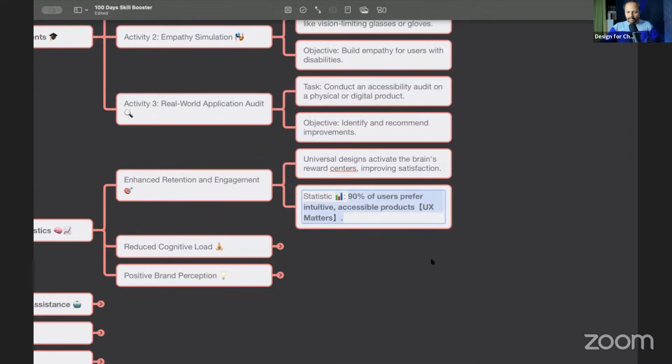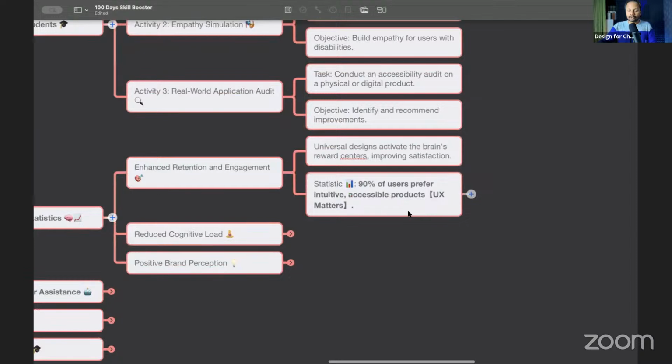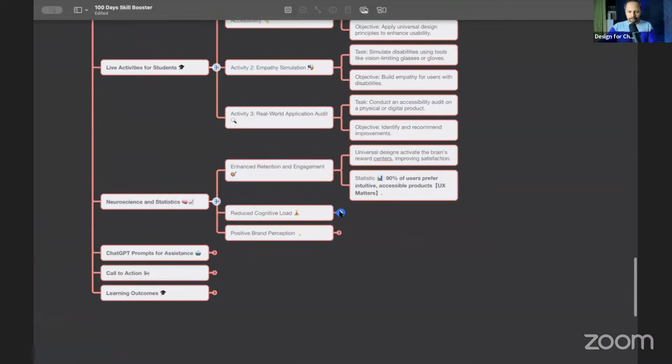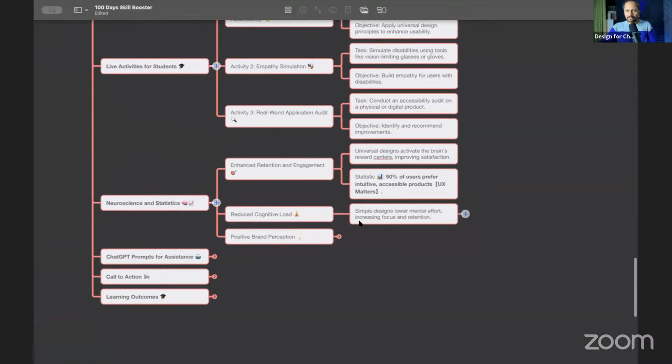This is a big number, guys. 90% of users prefer intuitive, accessible products. So now you understood, right? Why Apple has created that kind of a headset for everybody. It reduces cognitive load. Simple designs lower mental effort.